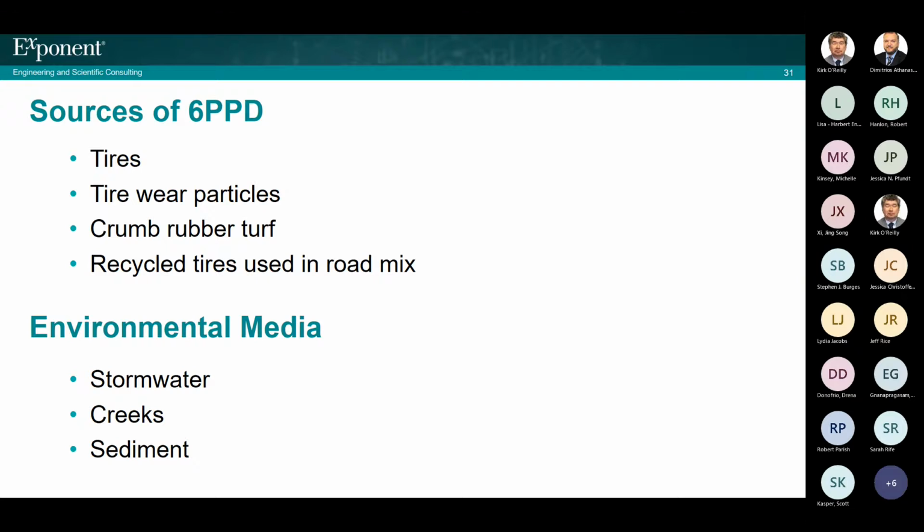The tires themselves, I think the tire wear particles are the little pieces on the road that actually get into stormwater. There's the whole industry that uses crumb rubber, recycled tires for turf. They're concerned about this issue as well. And in some places, recycled tires are used in road mix. And the media that people are looking at is really stormwater and creeks, and beginning to look more and more at sediments.